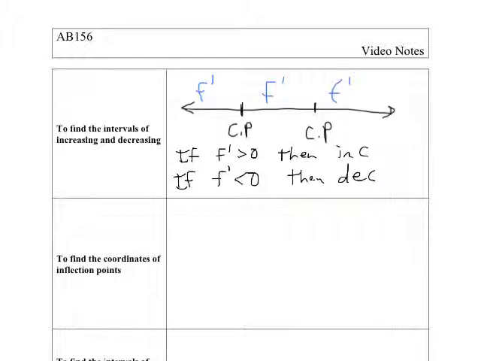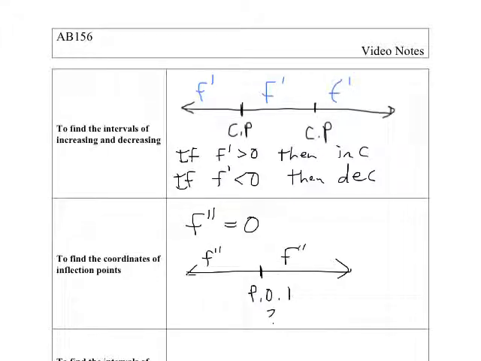To find the coordinates of the inflection points, what you want to do is set f double prime equal to 0 and then test concavity. So when you have your potential point of inflection, you're going to test on each side, so f prime on each side, and if it goes from positive to negative, then it is a point of inflection, or negative to positive, then it is a point of inflection.